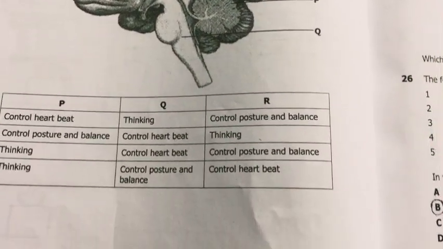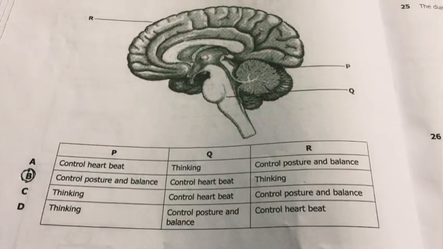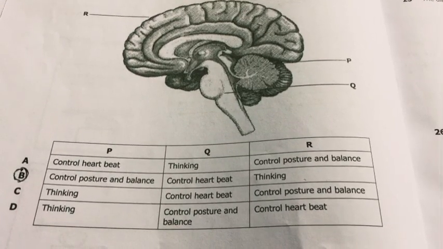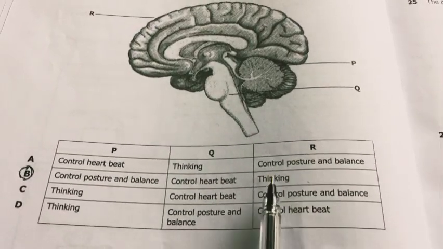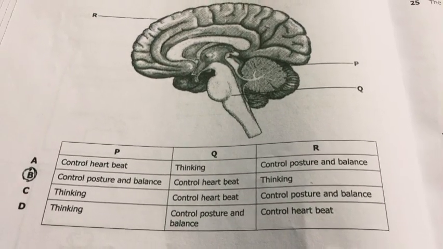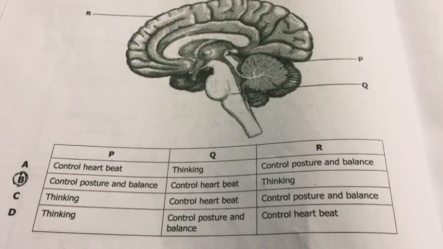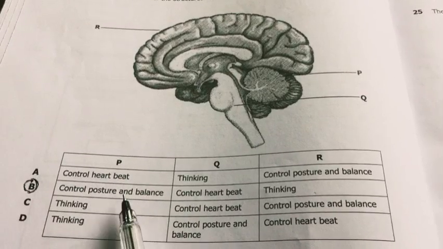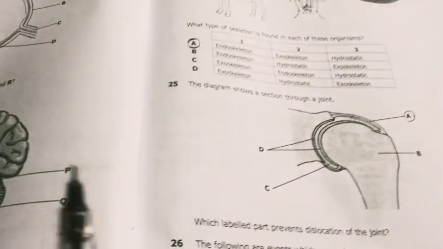Okay, so let me just get to the answers down there. My answer was P, that is a control of posture and balance. Okay, and then Q, that is for control of heartbeat. Then R for thinking. You have to go through the functions of the parts of the brain, but that was my conclusion. So my answer, the most appropriate answer was B. Okay, we'll get to question 24.